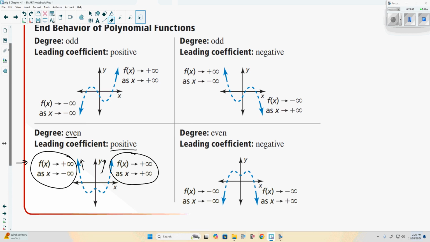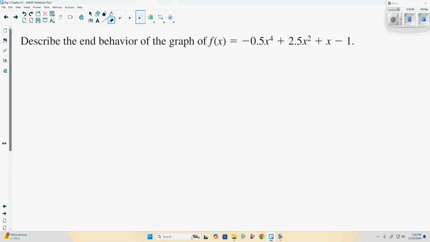Now this seems like a lot of information, but there's actually not as much as you might think. If we look at this first one, there's two pieces of information I need to determine the end behavior. First piece of information we need is the degree. And the degree is indeed 4. Now it is a quartic, but more specifically, this is an even function, because 4 is even.